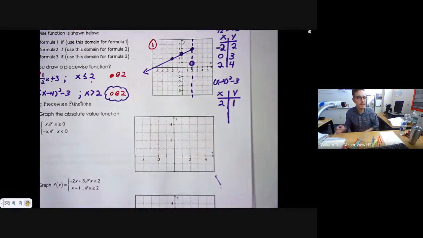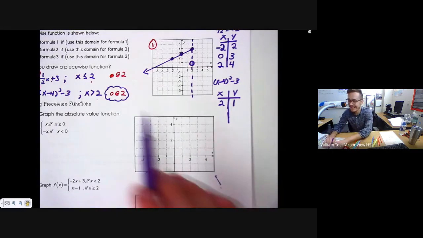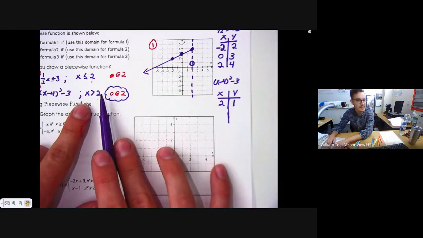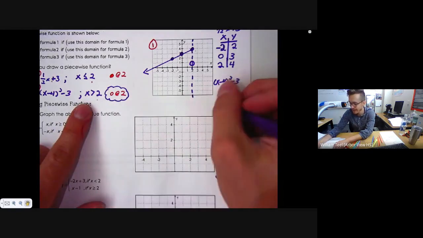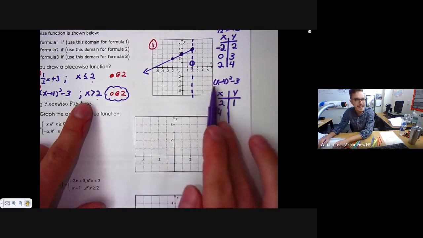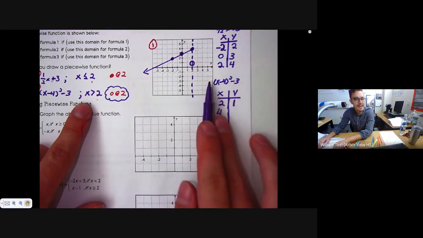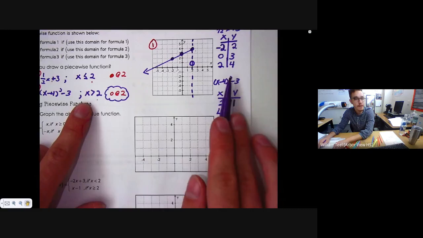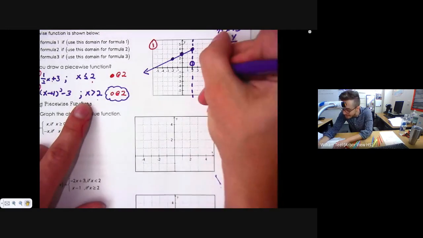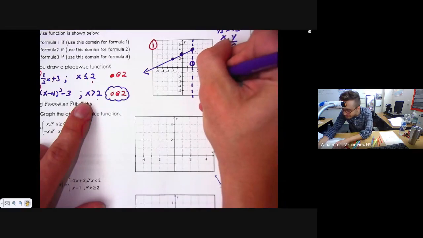So now I'm going to plug in some other values. Once again, we're only plugging in values that are greater than 2. So what's a value that's greater than 2? Well, let's go ahead and do 4. So if I plug in 4 here, I have (4 minus 4) squared minus 3. 4 minus 4 is 0. 0 squared is 0. 0 minus 3 is negative 3. So at 4, negative 3, I'm going to plot a point.